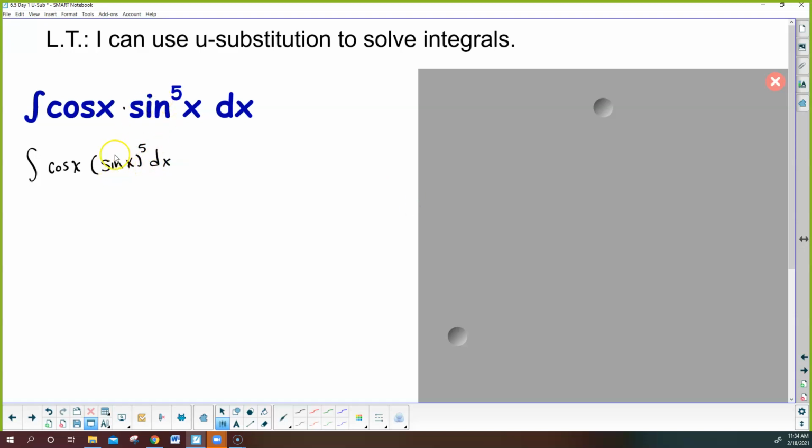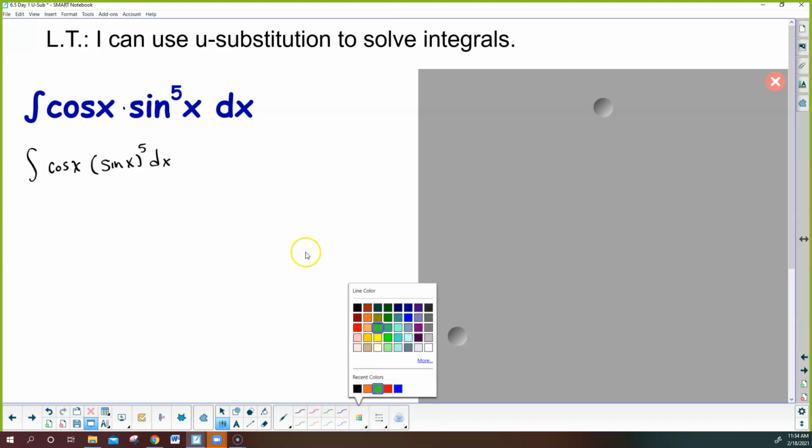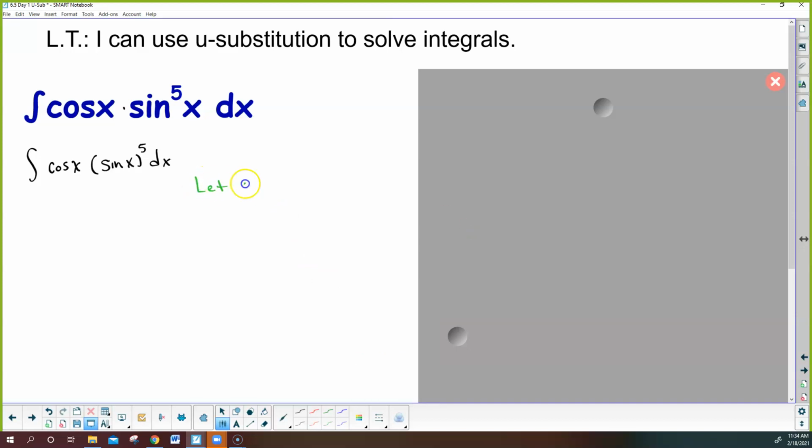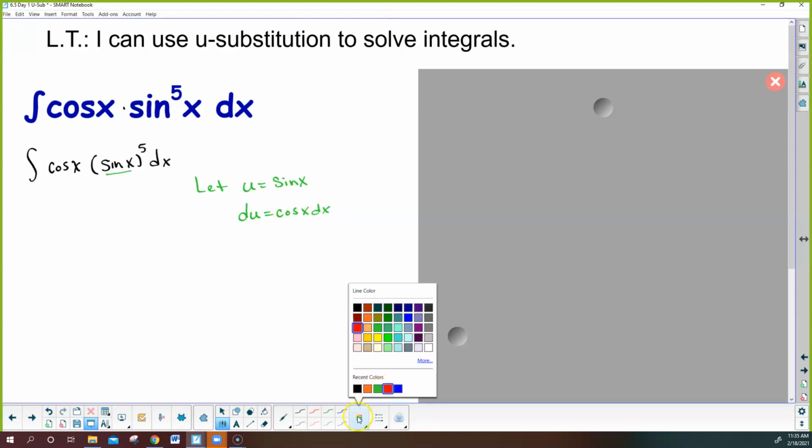This is sine to the 5th power. Well, now we're going to let u equal the inside function. So what's the inside function? Sine is inside the parentheses. Okay, that's a big piece. If you can understand what the best u is to pick, then you're on the right track. Now that we have u, we're going to take the derivative of u, and that's what du stands for. It's the derivative of u. So what's the derivative of sine? It's cosine of x dx.